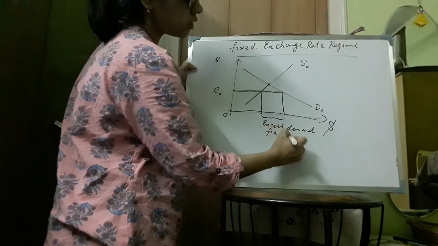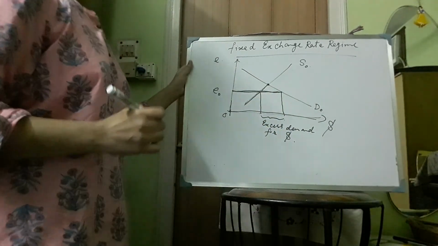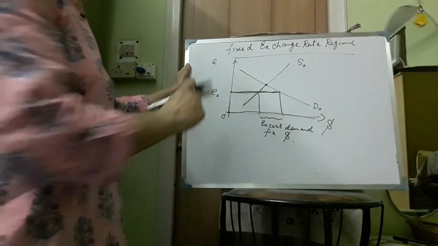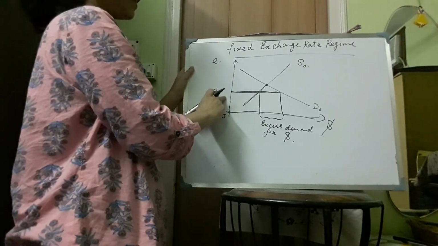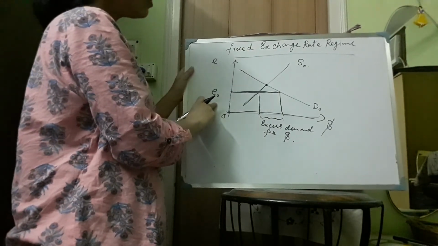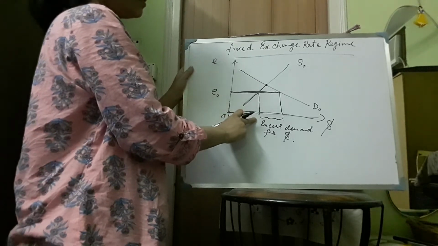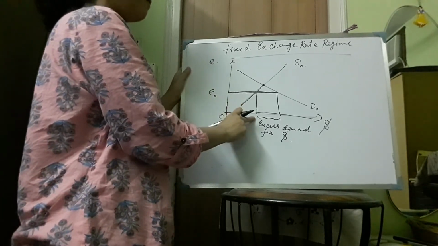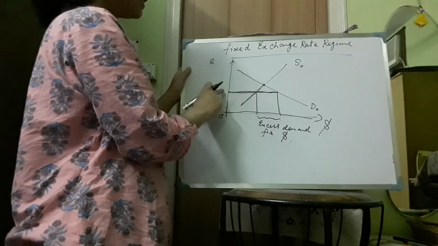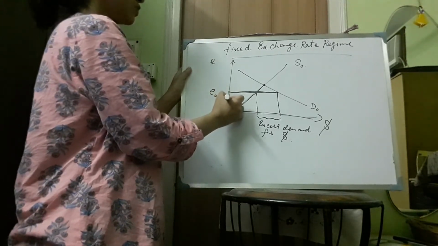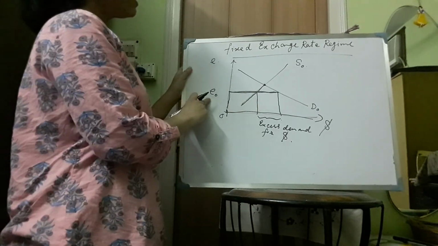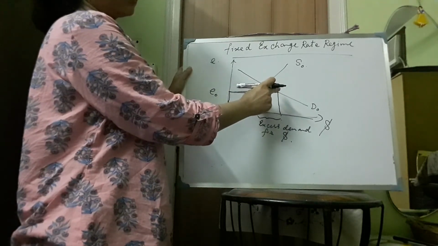Now the government will have to meet this excess demand for dollar, because the exchange rate cannot be increased or declined from this level, as the exchange rate is fixed by the government. So the government will have to come in and meet this amount of excess demand for dollar, and only then can the exchange rate be fixed at this E0 level. So at the E0 level there is an excess demand for dollar.